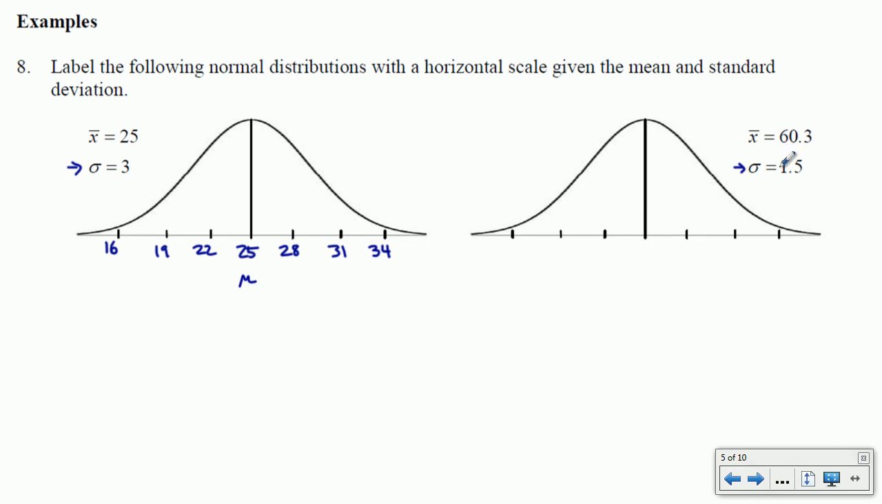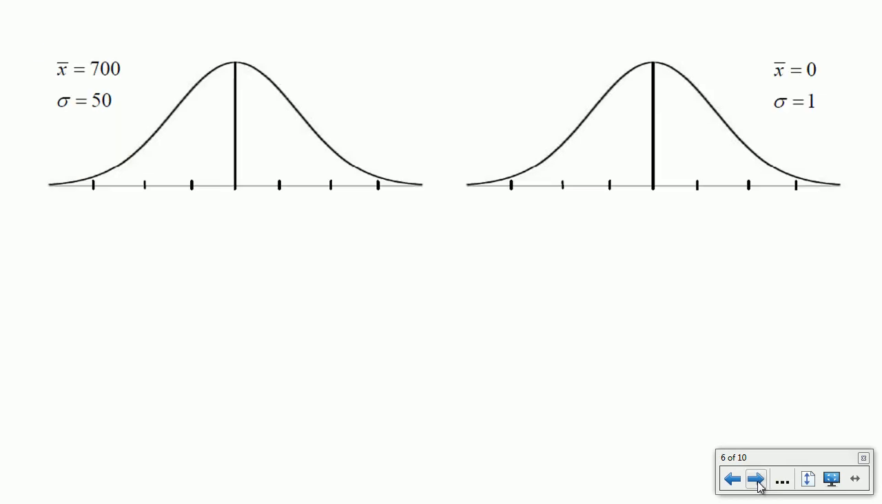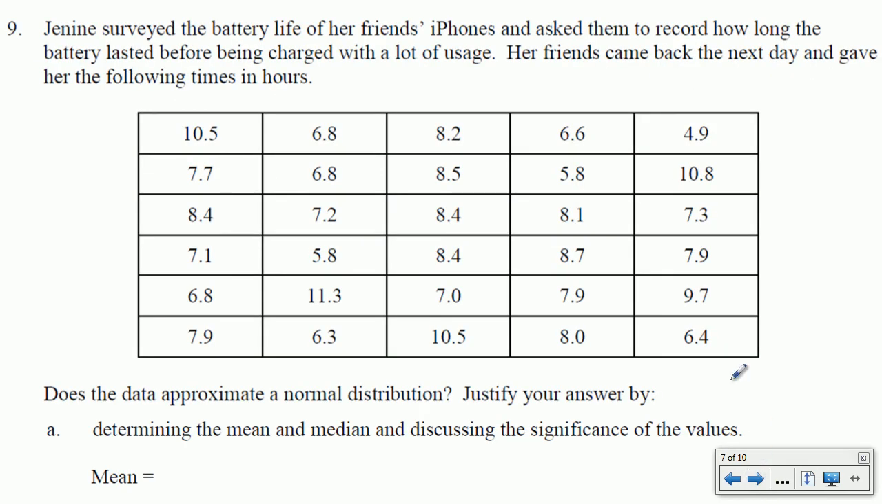And for this one, the mean is 60.3, and we add 1.5 to get here, so that would be 61.8, and we add another 1.5, which would be 63.3, and 64.8. And going the other direction, we subtract 1.5, which would be 58.8, and further 57.3, and furthermore 55.8. So I'll maybe leave this one for you to do as an exercise. And on to question number 9.